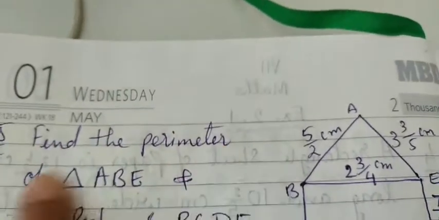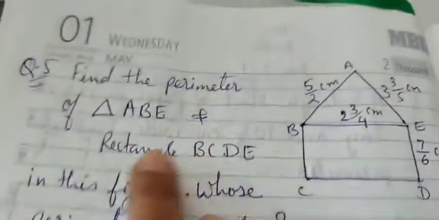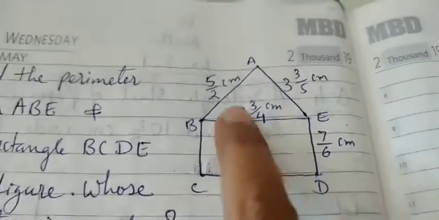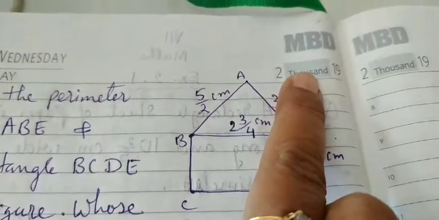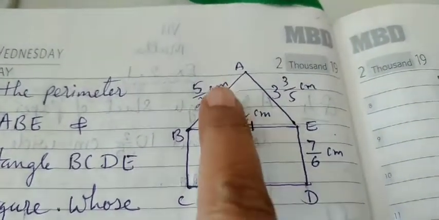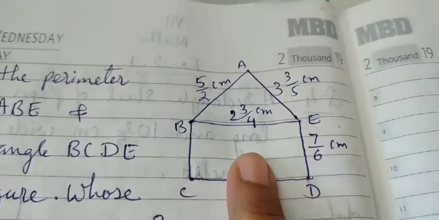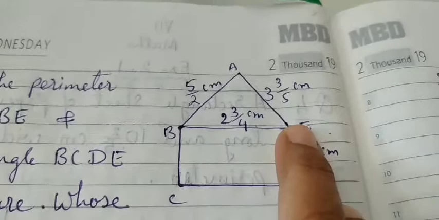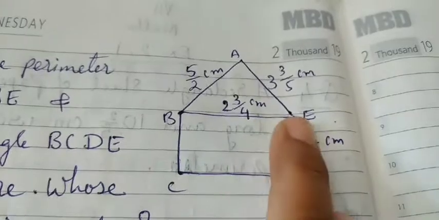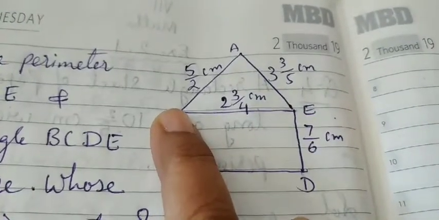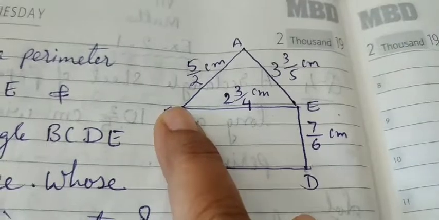Move on to the next word problem. Find the perimeter of triangle ABE and rectangle BCDE. In the adjacent figure, you can see a figure made up of two closed figures. One is a triangle, the other one is a rectangle, having one side common. The base of the triangle is going to be the length of this rectangle. Okay, the sides are given to you.